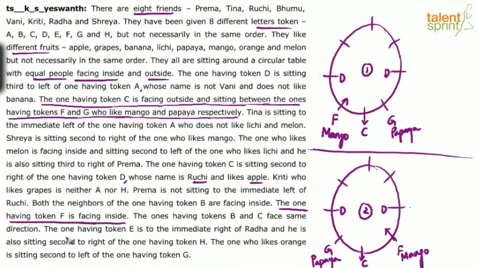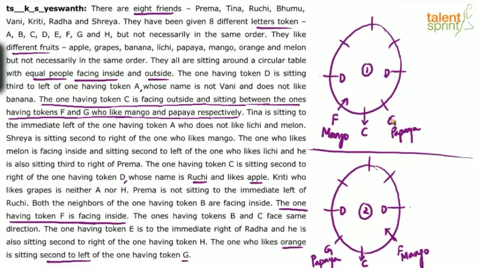The one who likes orange is sitting second to the left of the one having token G. The one who likes orange, this point can be useful. See, G is already fixed, right? Now second to the left of G, two possibilities are there. First and second in clockwise or first and second in anti-clockwise, depending on whether G faces center or outwards. But the point here is with respect to a fruit. It says the one who likes orange is second to the left of the one having token G. So basically orange is second to the left of G.